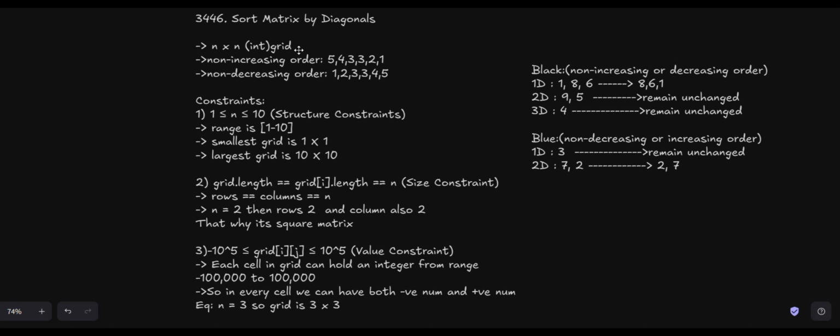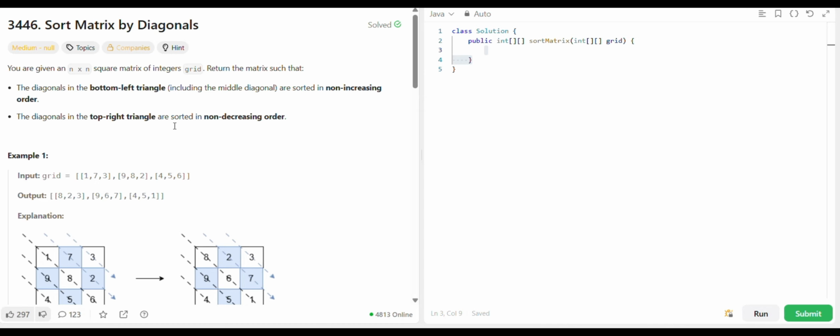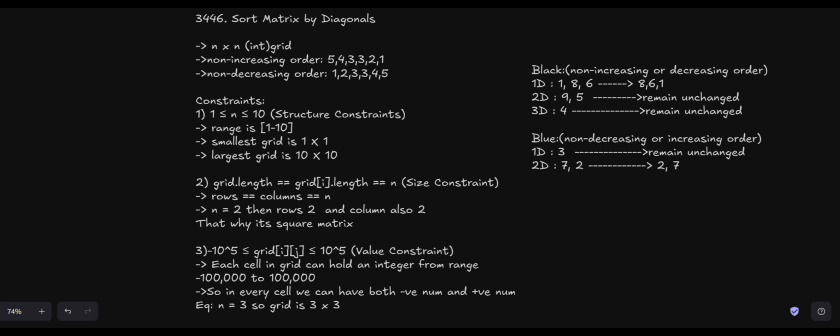We have an n by n integer grid, and non-increasing order means decreasing order, which we need to follow, and non-decreasing order means increasing order. In the black lines, we have black arrows, which are non-increasing or decreasing order. Some change, and some remain the same because they are already in decreasing order. For the blue arrows, we need to do increasing order. The 3 remains unchanged, as you can see here, since it is a single element. And 7 2 will be in increasing order, 2 7.